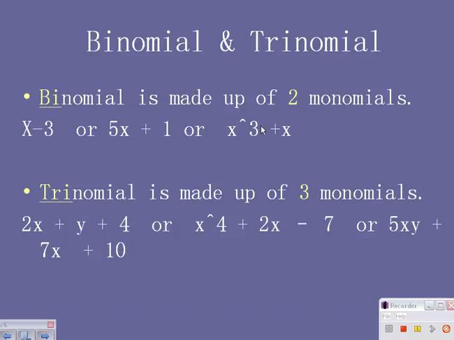x to the third power plus x. Again, two monomials put together makes a binomial. The last example, a trinomial. Tri means 3, so it's made up of three terms. 2x plus y plus 4. There's three different monomials or terms.